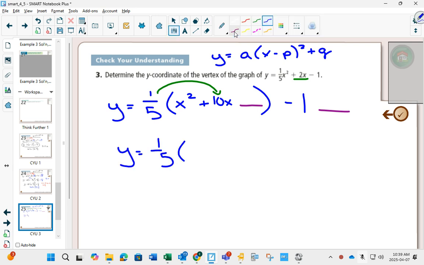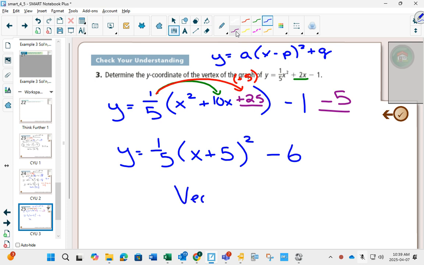Now the rest of this question's fairly straightforward. That 10x tells us it's going to have to be an x plus 5 squared. That means in this purple space, there would have to be a plus 25. That 1/5, I've actually added 5. So in the other purple space, to compensate, I subtract 5.